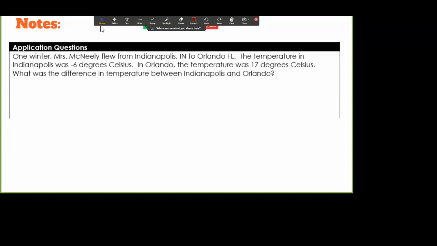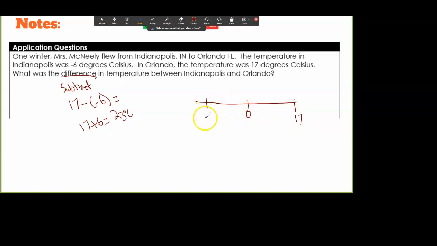Miss McNeely flew from Indianapolis to Orlando, Florida. The temperature in Indianapolis was negative 6 degrees Celsius. In Orlando, the temperature was 17 degrees Celsius. What is the difference between Indianapolis and Orlando? Difference means subtract. So I have 17, and then I'm subtracting negative 6. That equals 17 plus 6, which is 23 degrees Celsius. You can also think of this on a number line: here's 0, here's 17, here's negative 6. It's asking how much space is in between, and we have 23 degrees Celsius between the two.